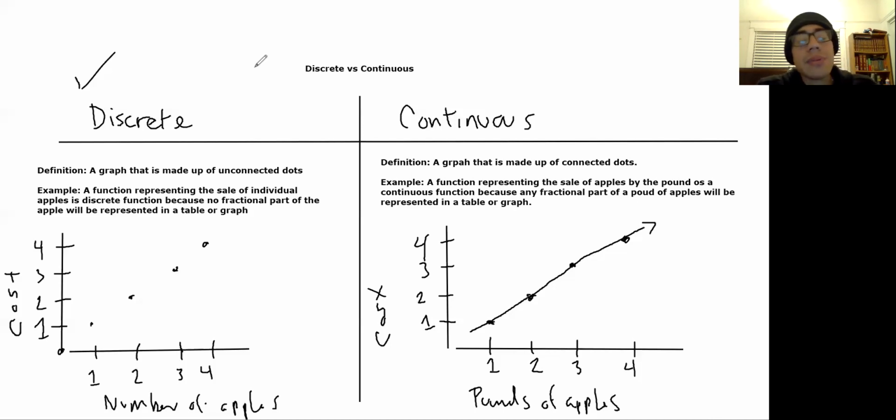I buy 2 apples, but they're not connected. The reason why they're not connected is I can only really do one of those things at a time. Each one of those dots is not connected to the others. They're independent of each other. That makes them discrete.